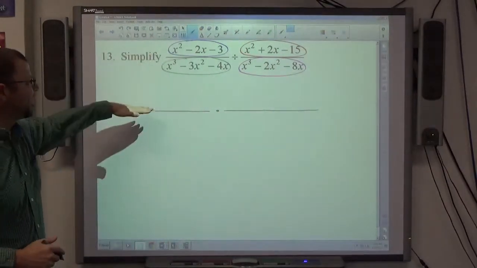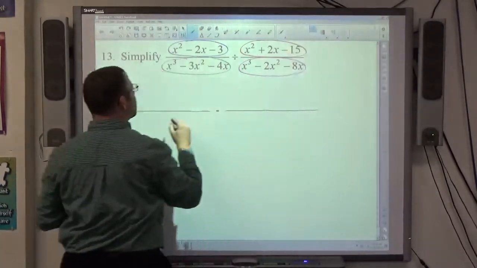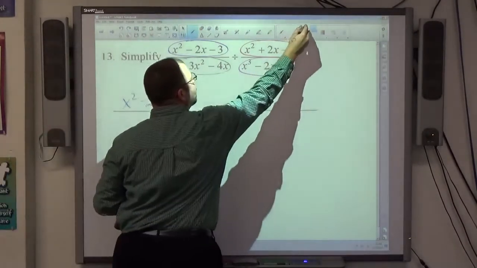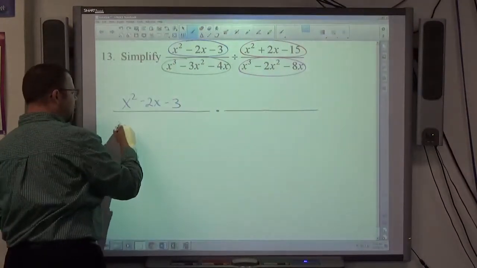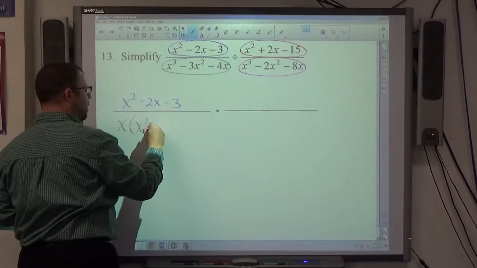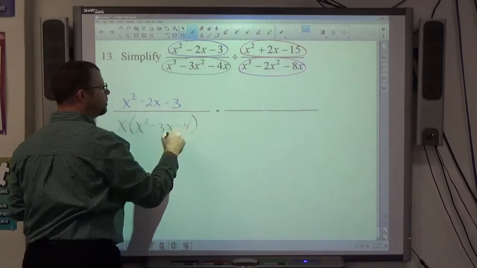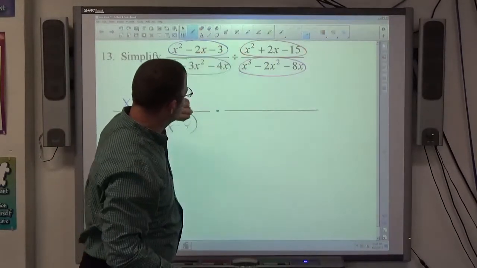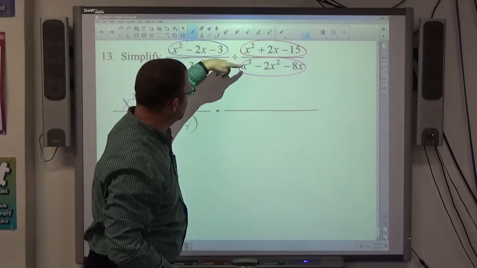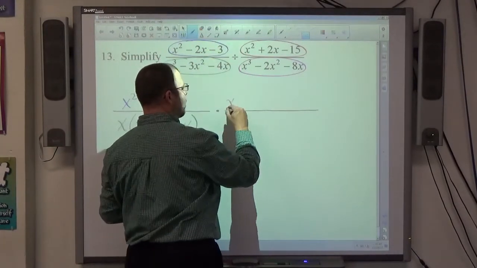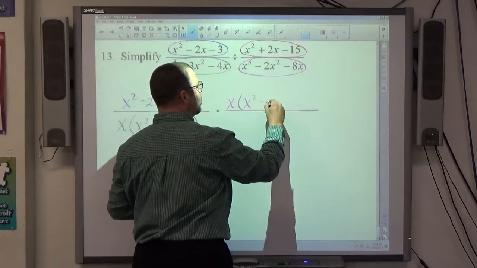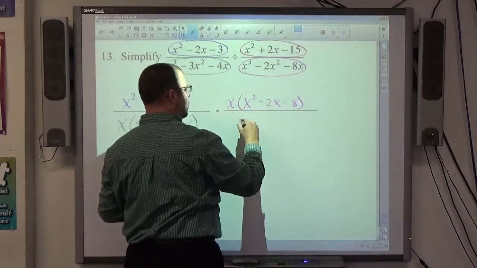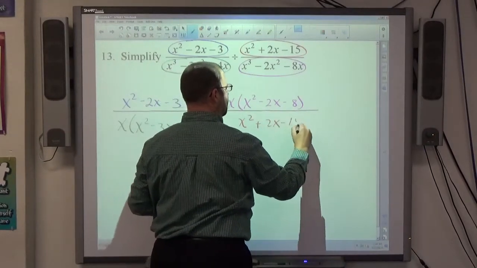The first fraction stays exactly as it is, so x squared minus 2x minus 3 is going to remain on top. On the bottom, I'm going to take the common factor of x out, leaving me with x squared minus 3x minus 4 on the bottom. The second fraction is going to invert, it's going to reciprocate, so this is going to go on top, and I'm going to take the x out, so x is coming out, x squared minus 2x minus 8 is left over. This is going to go to the bottom, x squared plus 2x minus 15.